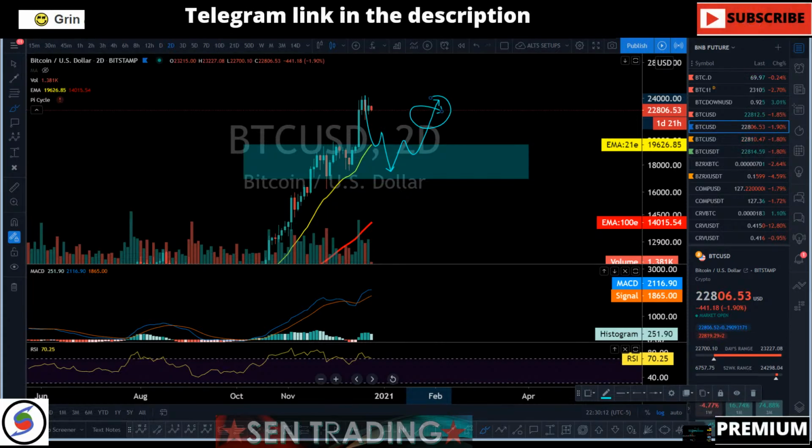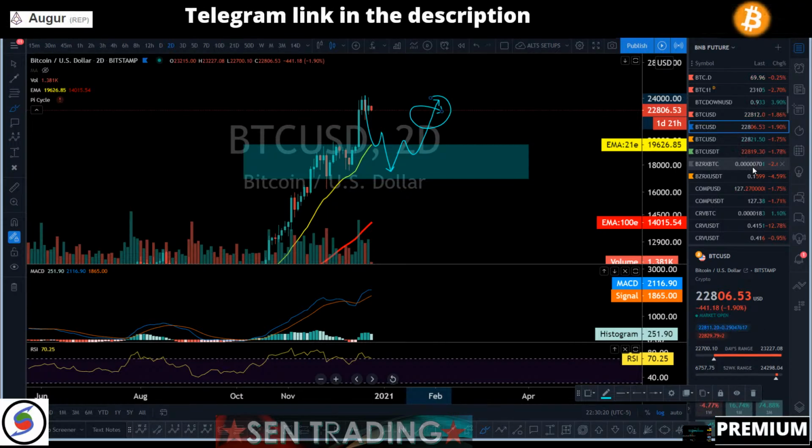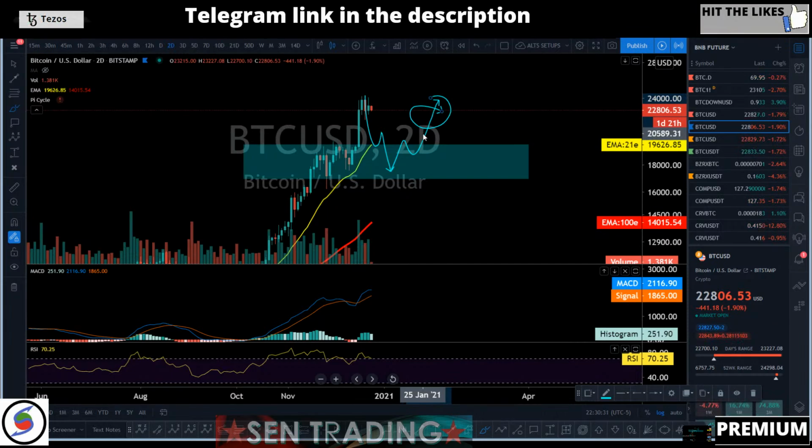Altcoins against BTC, they're not looking so great. But let's see, most of them already broke the March lows, right? So that's pretty overextended to the downside. But it's not going to be the end of the world. I think we're going to get alt season.